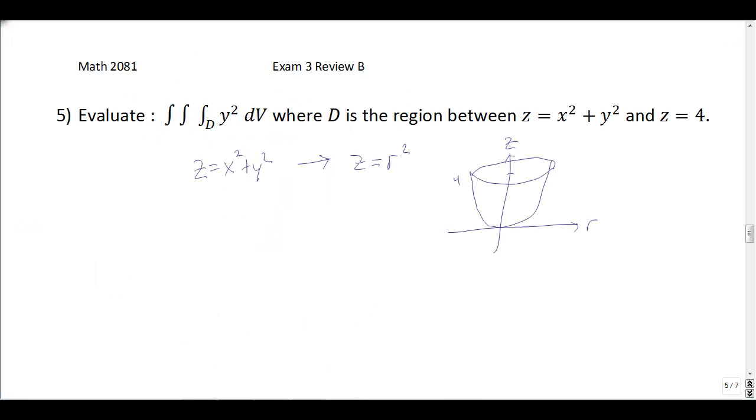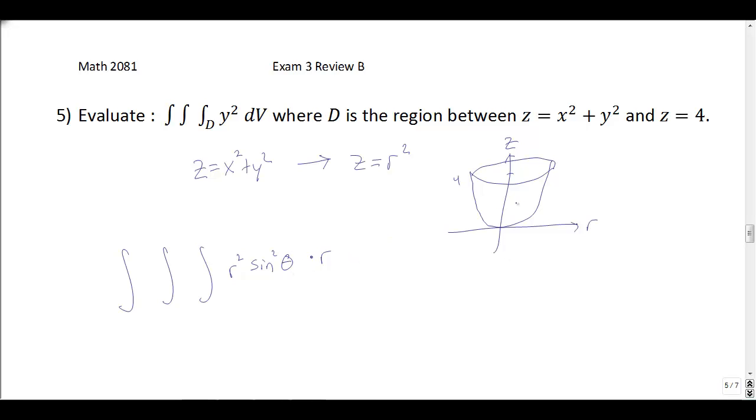Now, to integrate that, I'm going to switch to cylindrical. So in cylindrical, let's see, y squared. Y is r sine theta, so I'll get r squared sine squared theta. My Jacobian, I pick up another r.